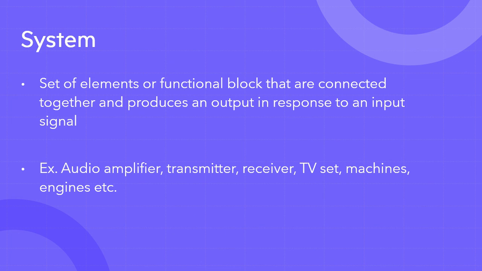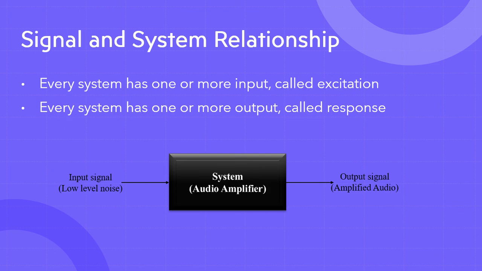And what were the examples of a system? You can consider an audio amplifier, an antenna, transmitter, receiver, your TV set, a radio, or your machines and engines. Everything is a system. Then we have seen the relation between signal and system, what the analogy was: every system has one or more inputs, which we call excitation, and every system has one or more outputs, which we call response.